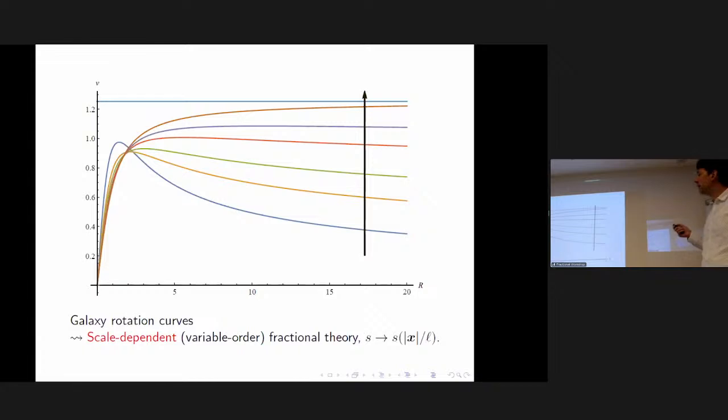And the key point here is that if we want to actually reproduce the full phenomenology of galactic dynamics, we need to make our model scale dependent. And how do we do that? We need to make the fractional Poisson equation a variable order problem, which is extremely difficult to handle.